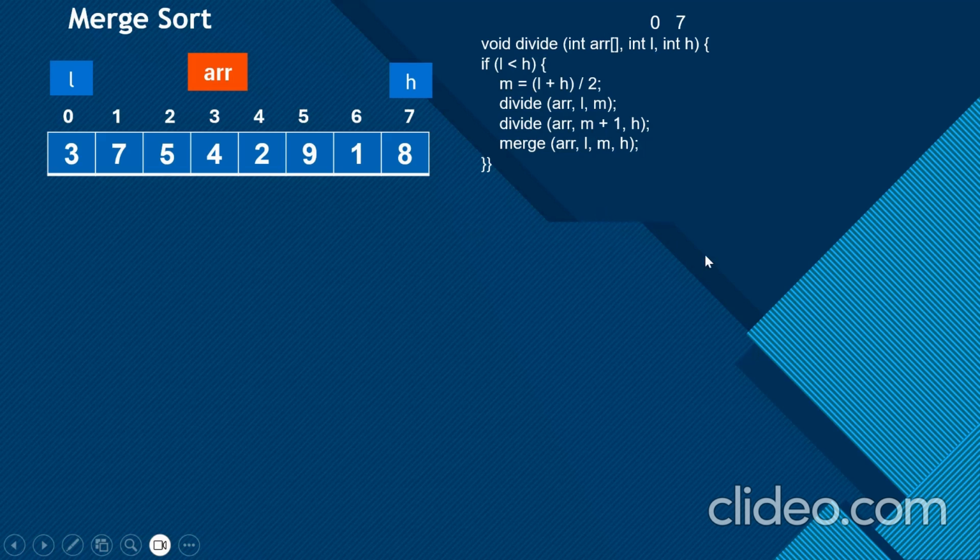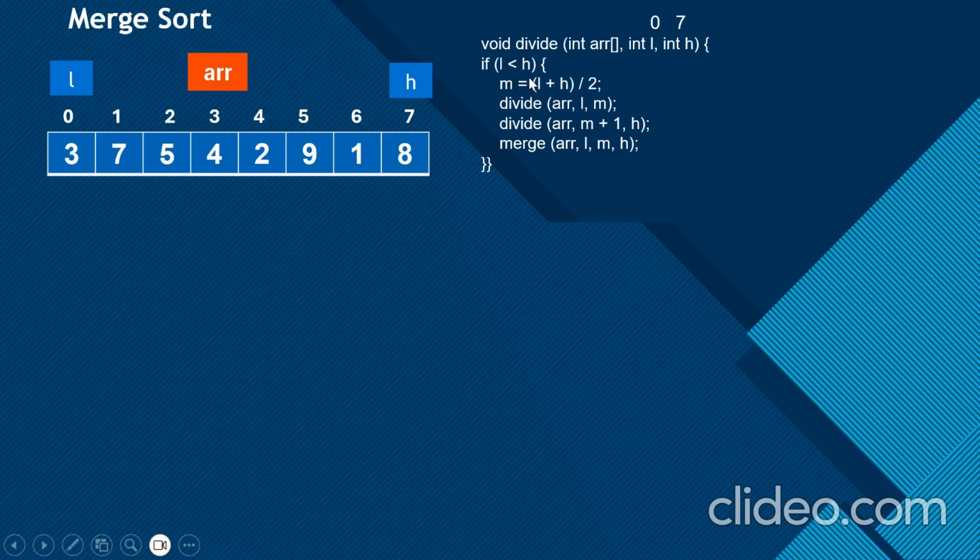So for the first time when this function would be called, it would be called with the arguments of ARR, which is this array, and the lowest and the highest indices, which are currently 0 and 7. When we say 0 and 7, it means the whole array, or we are taking the whole array, right? So let us go into the code of this divide function.